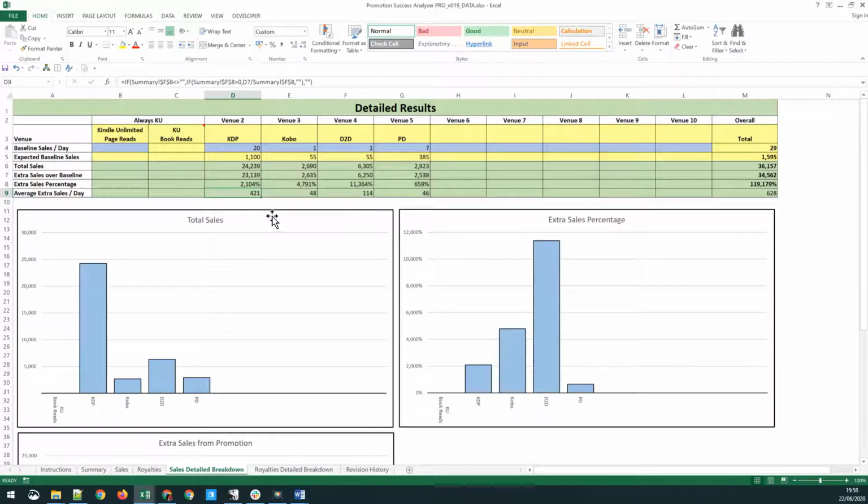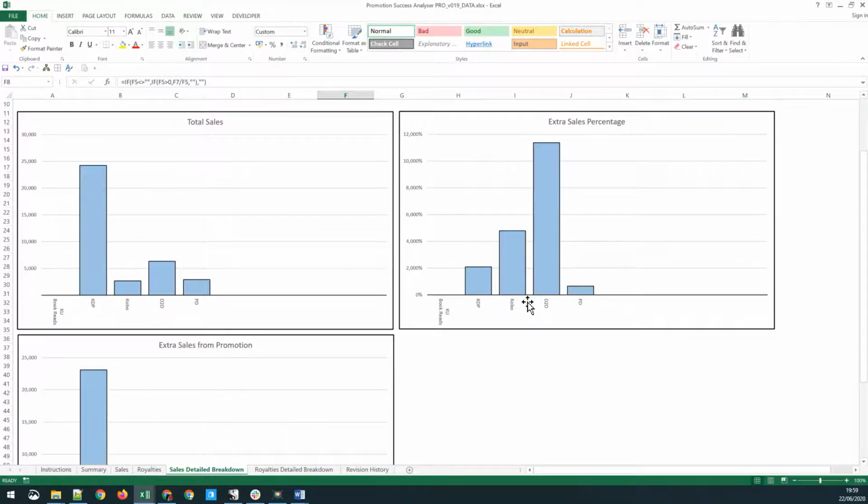So you can see here, this is your total sales, obviously, for the period. We can see, okay, KDP was really way ahead of the others, but you can see quite visually then where the other peaks were. In terms of the extra sales percentage, we can see here how that balances out. Actually, no, this number probably is right because it's not going to be a sum of those. It's going to be based on going from 29 up to 34,000, so that probably is correct. And you can see here, okay, so we've got 2,100 there, but D2D was much higher.